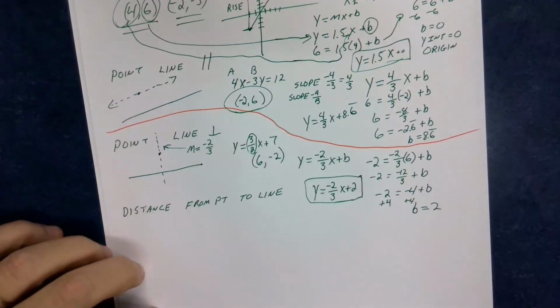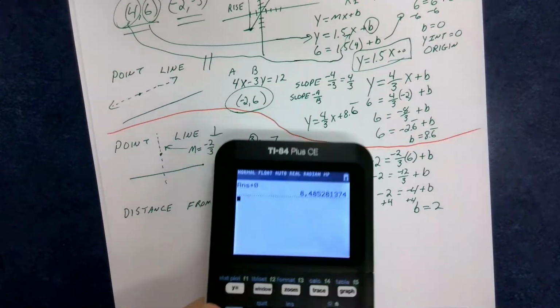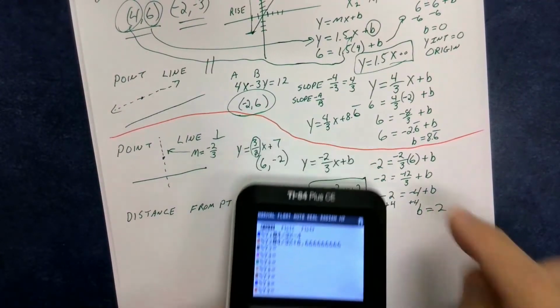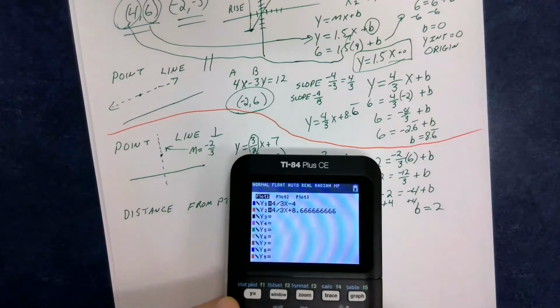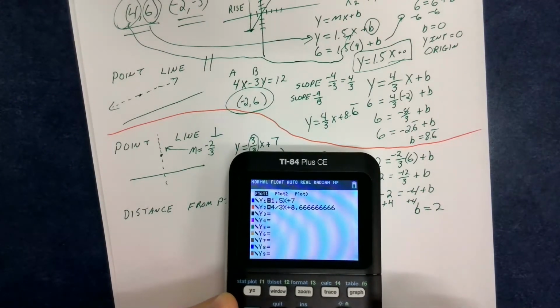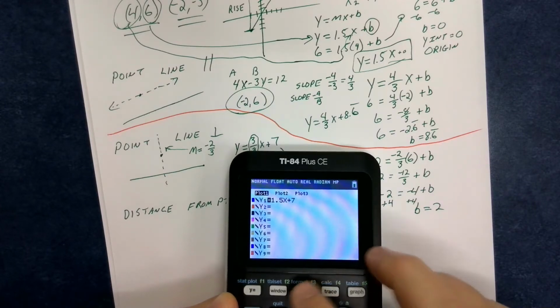And I'm going to do this pretty quickly for you here again. So on this, I'm going to put in my original equation again, which was 3 halves x plus 7. So 1.5x plus 7. Good. I'm going to clear this one out.